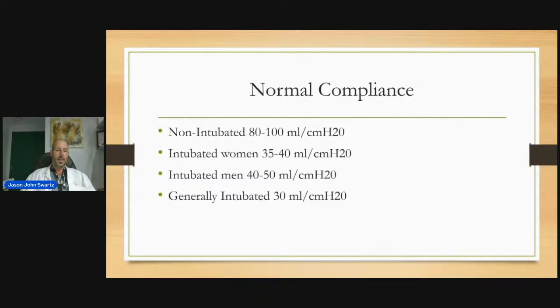In non-intubated patients, normal compliance is usually 80 to 100 milliliters with every centimeter of H2O. So for every unit of pressure, you get about 80 to 100 milliliters. That's a nice, easy, supple lung that expands easily. Intubated women, they say 35 to 40. Men, 40 to 50. Obviously, the size of the person has an effect, but generally for intubated patients, 30 to 50 is pretty good.